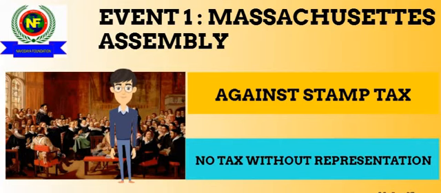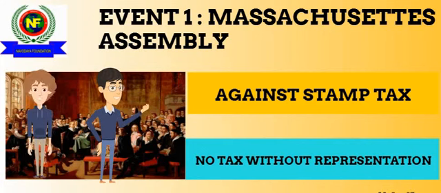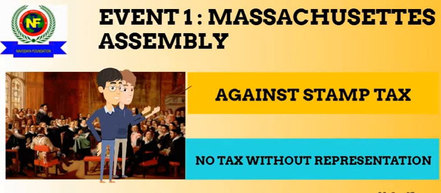The British government responded to this by repealing the Stamp Act, but it began imposing a tax on tea, which was imported by America. So they removed one tax and imposed another one. This enraged Americans even further.